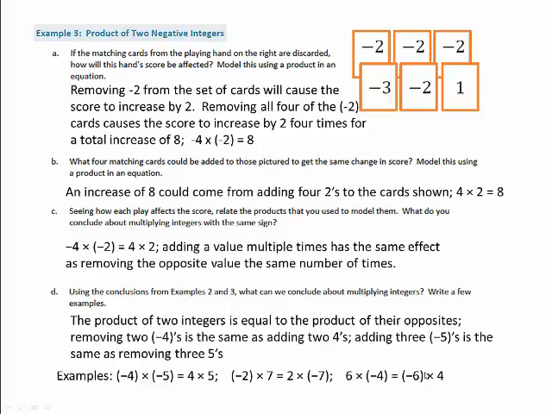We're going to put some rules in our interactive notebook that say if you multiply two numbers that have the same sign, you get a positive answer. And if you multiply two numbers that have opposite signs, you get a negative answer. And we'll talk about that in class and then some more in the next video.